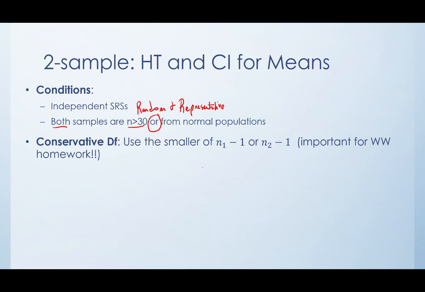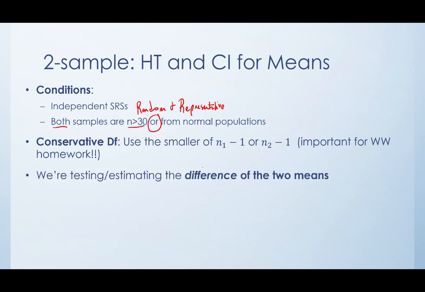So the web homework is going to ask you to use a conservative degrees of freedom. This means you're going to take your smaller sample size and base your degrees of freedom off of that. So n1, your first sample size minus 1, or your second sample size minus 1. Okay. Now note on the tests, I am not going to ask you guys to do the two sample calculations. Okay, it's really just for the homework. Okay, so don't stress about it for the test.